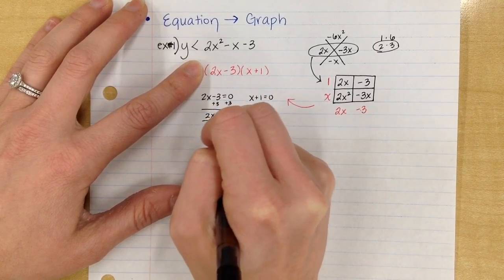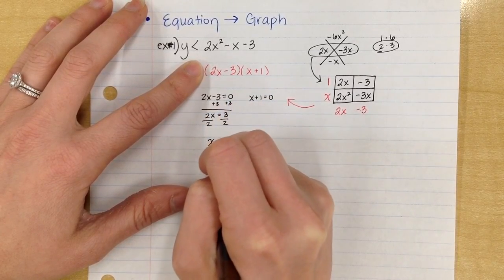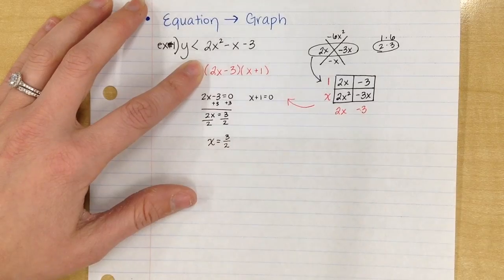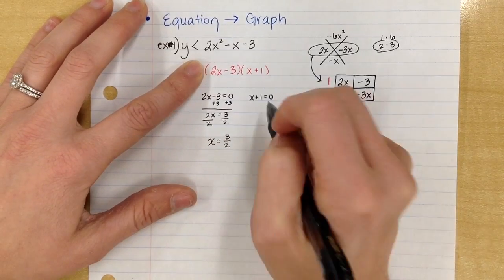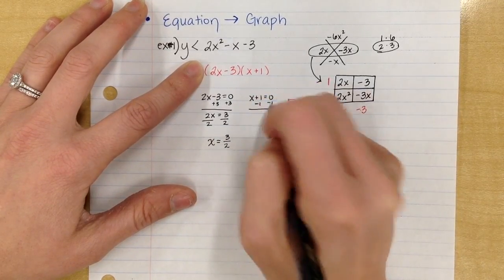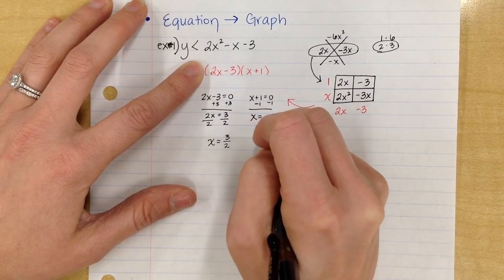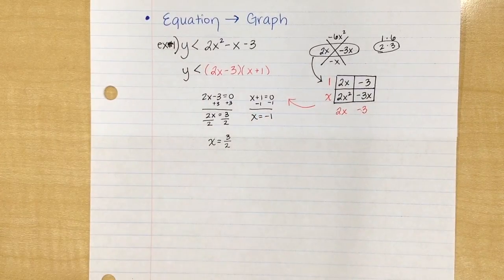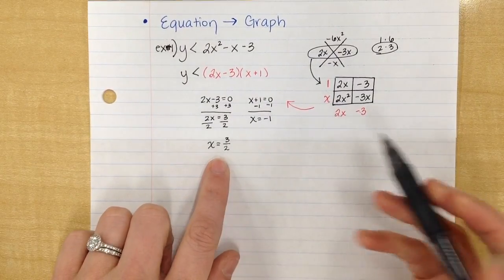Divide by 2. And our first root, or our first x-intercept, is x equals 3/2. The other equation, the other factor, is not as challenging. We're just going to subtract 1 and voila. There we go. We have our 2 x-intercepts.